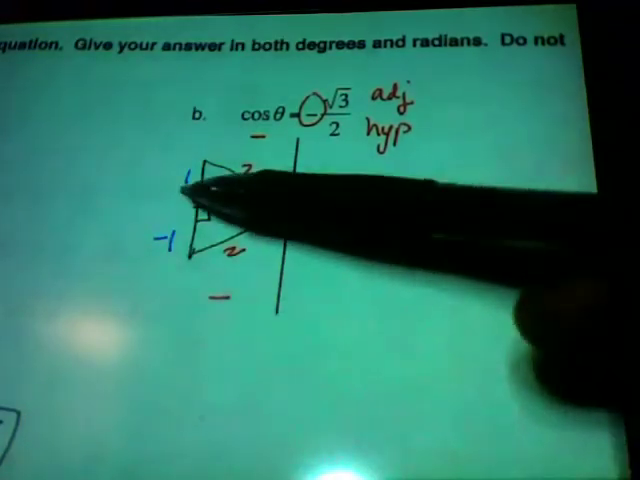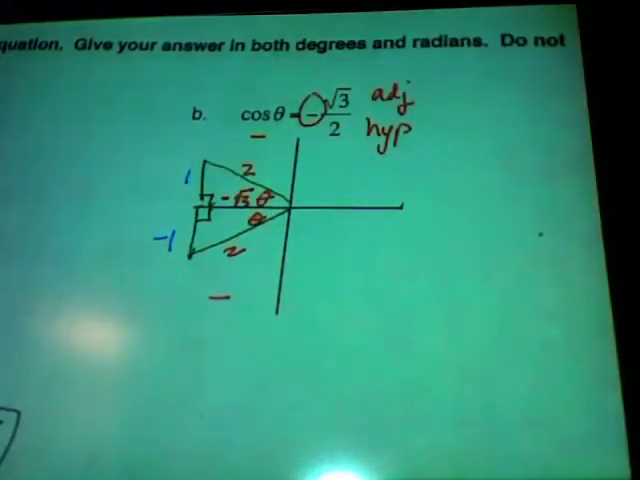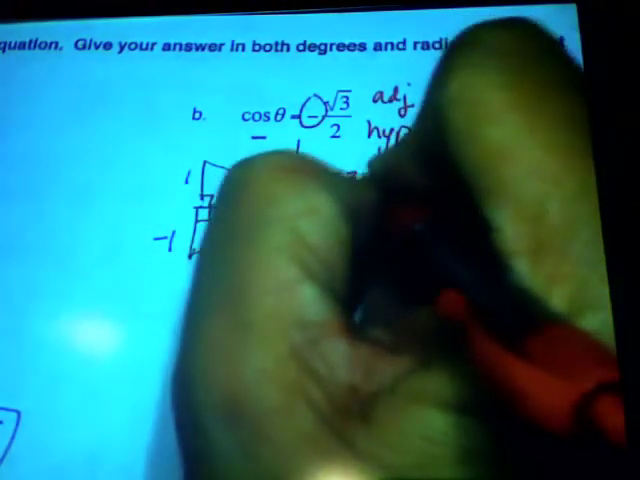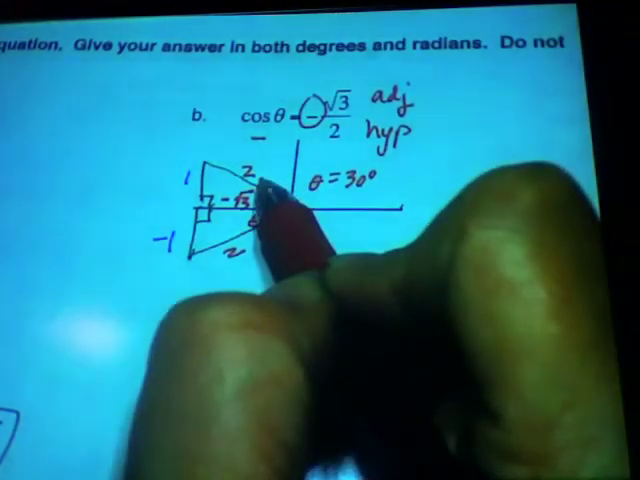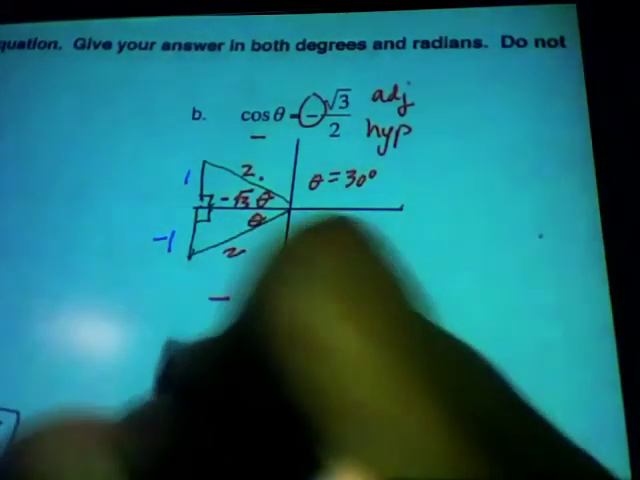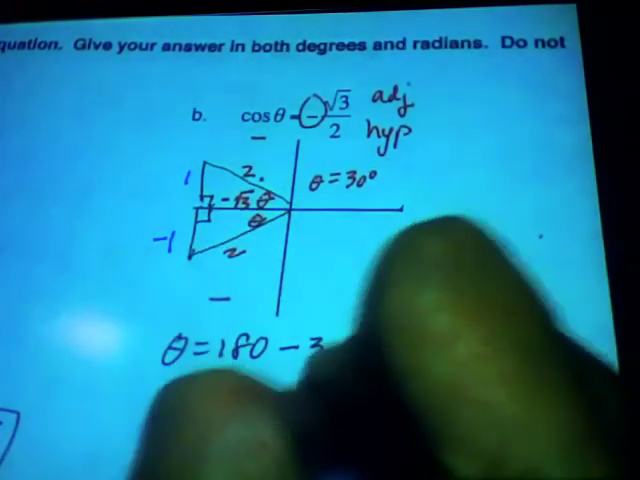So theta is across from 1. What does that mean theta is? No, just what's my reference angle right now? Okay, so right now, this theta is 30 degrees. But that's not the answer, is it? Because from here to here is what I want. So one of my answers for theta is 180 minus the reference angle of 30 degrees, which is what?